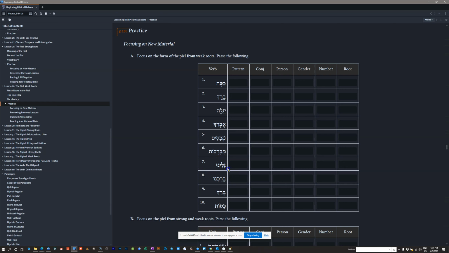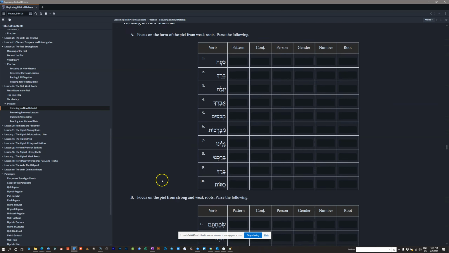Number 7. Here we've got gilinu. This would be a PL perfect. But because it's third hey, the third hey is going to shift to hirik yod when we get a consonantal suffix. Number 8, we've got beirachnu. The difference here between a PL perfect in the strong form and a PL perfect, 1CP here, in the weak form is that this resh can't take the dagesh, and so we would normally have a hirik in R1. That has lengthened to a sere.